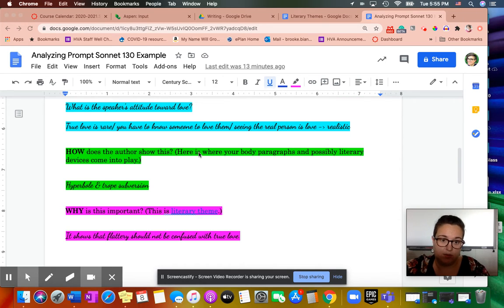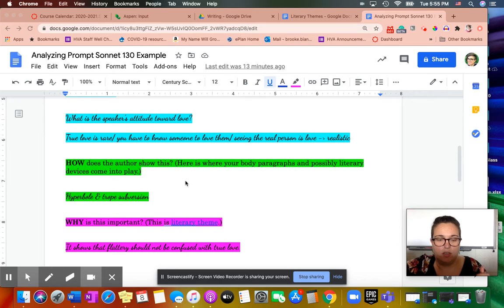And so it says that here's where your body paragraphs and possibly literary devices come into play. You should not always write about literary devices in here, but sometimes you do. It depends on how you're dividing it up, how you're answering the question. So, how does the author show this? How does he show the speaker's attitude towards love is realistic?